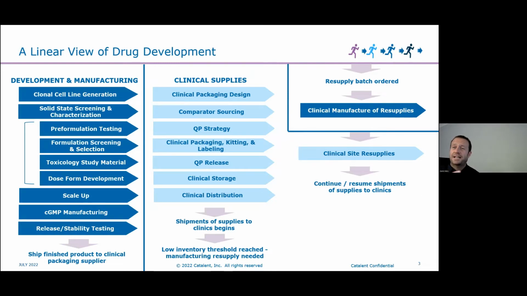So as you can see on this slide, these activities are commonly performed in a siloed fashion. And in the past, what we're seeing is that there are many examples where you have your GMP manufacturing step or setup complete, and that's when the clinical discussions begin to start looking at your packaging design, sourcing of comparator, how the QP strategy will work, and how your storage and distribution supply plan will be put in place. And that is becoming too late in the process.